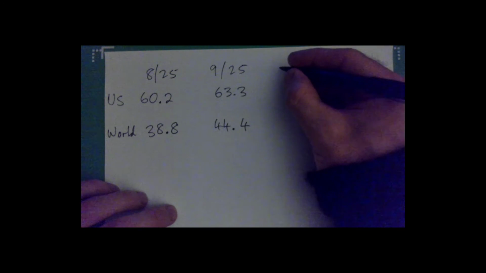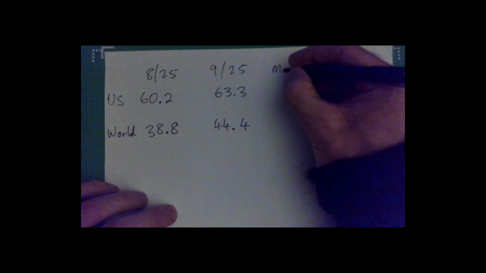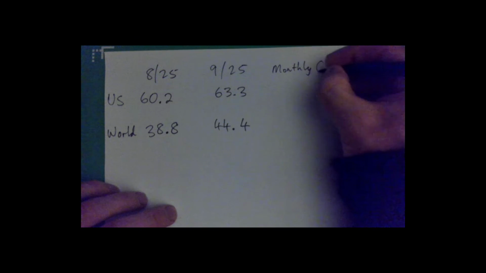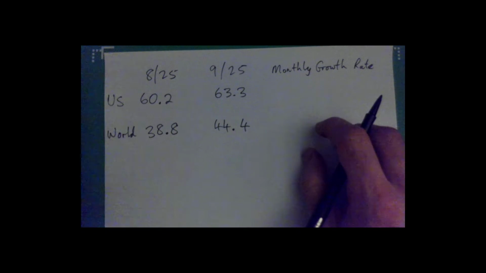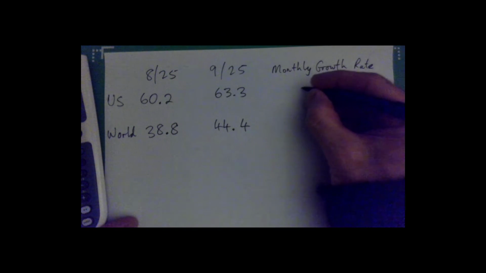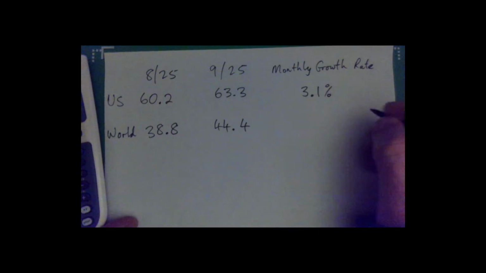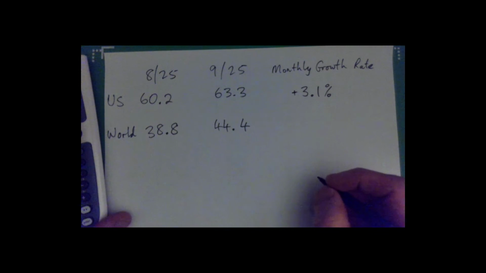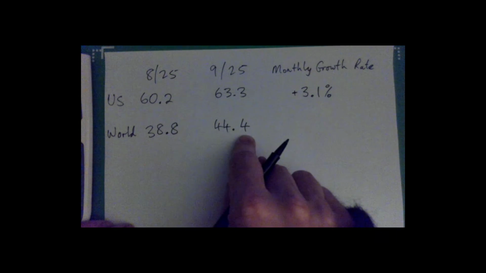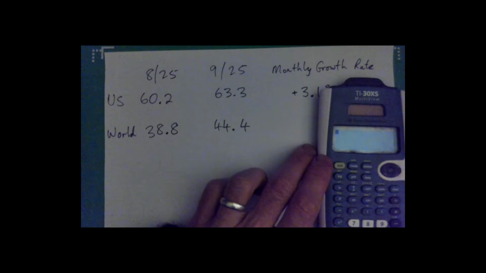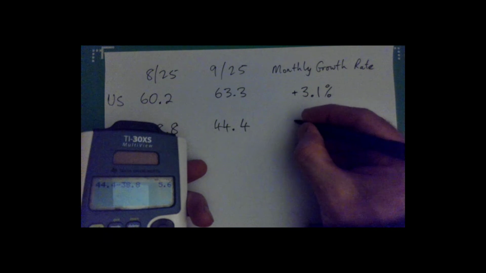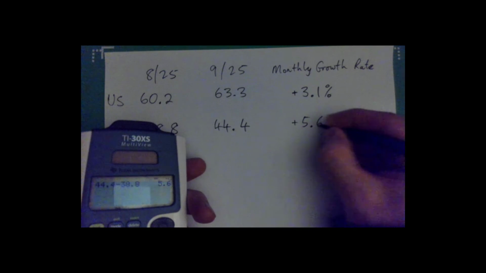This is actually a monthly growth rate, okay? So we'll just subtract this minus this, and that gives us 3.1%. So in the last month, it has increased by 3.1%, right? Now, if I subtract this minus this, 44.4 minus 38.8, we get 5.6%. So the world has increased by 5.6%.